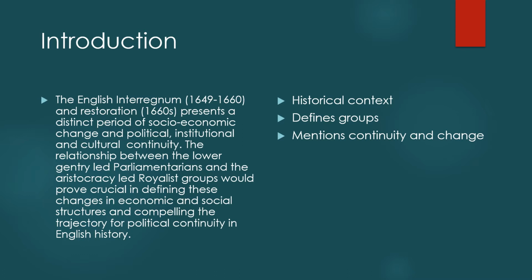This is a good introduction because it defines the historical context. The interregnum is actually the rule of Parliament, and the restoration is the restoration of the monarchy. So we know that the author is clearly talking about this period of time. They mention change and continuity, and also make it clear that they're talking about the parliamentarians and the aristocracy. Okay? It's a very short but very good introduction.